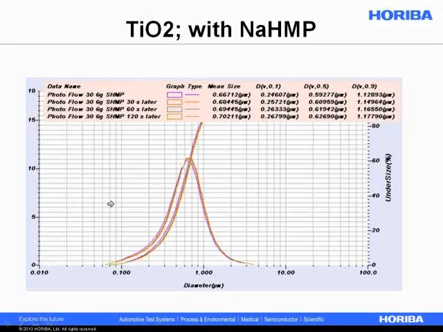So this is the effect of using an admixture, using sodium hexametaphosphate, which improves dispersion in that the particles then don't tend to re-agglomerate.